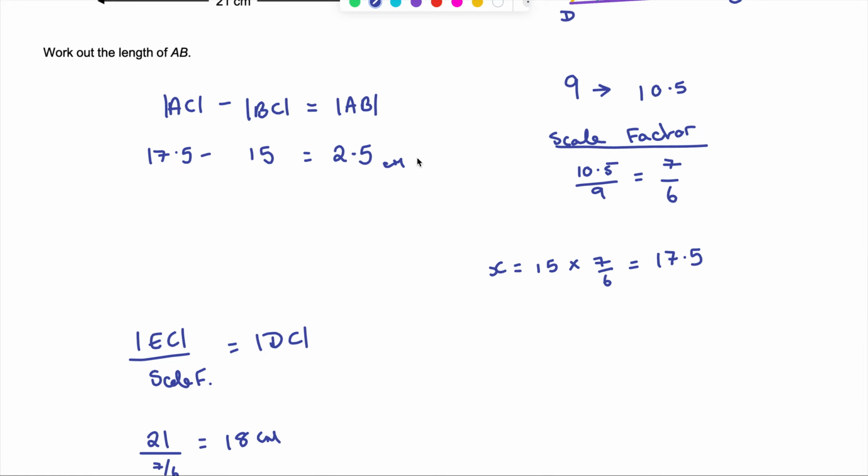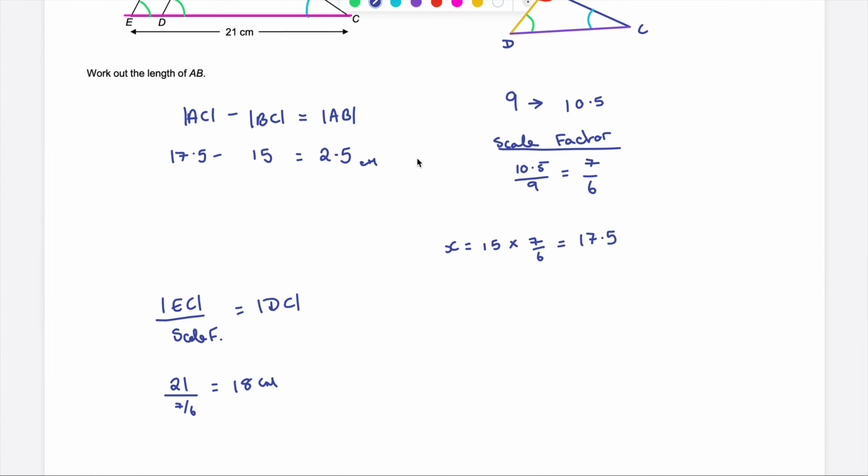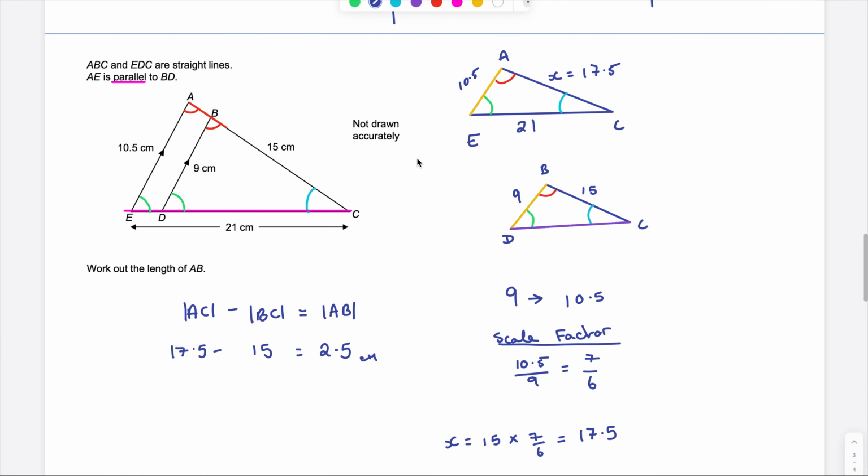So if you're making it bigger, you're going to multiply. If you're making it smaller, you're going to divide. Make sure you know how to identify similar triangles. You need to know all of your theorems from first year around parallel lines and intersecting lines. So when it has vertically opposite angles, when they have corresponding angles, when they have alternate angles, you need to be aware of all of those first, because that's going to help you to prove that they're similar.